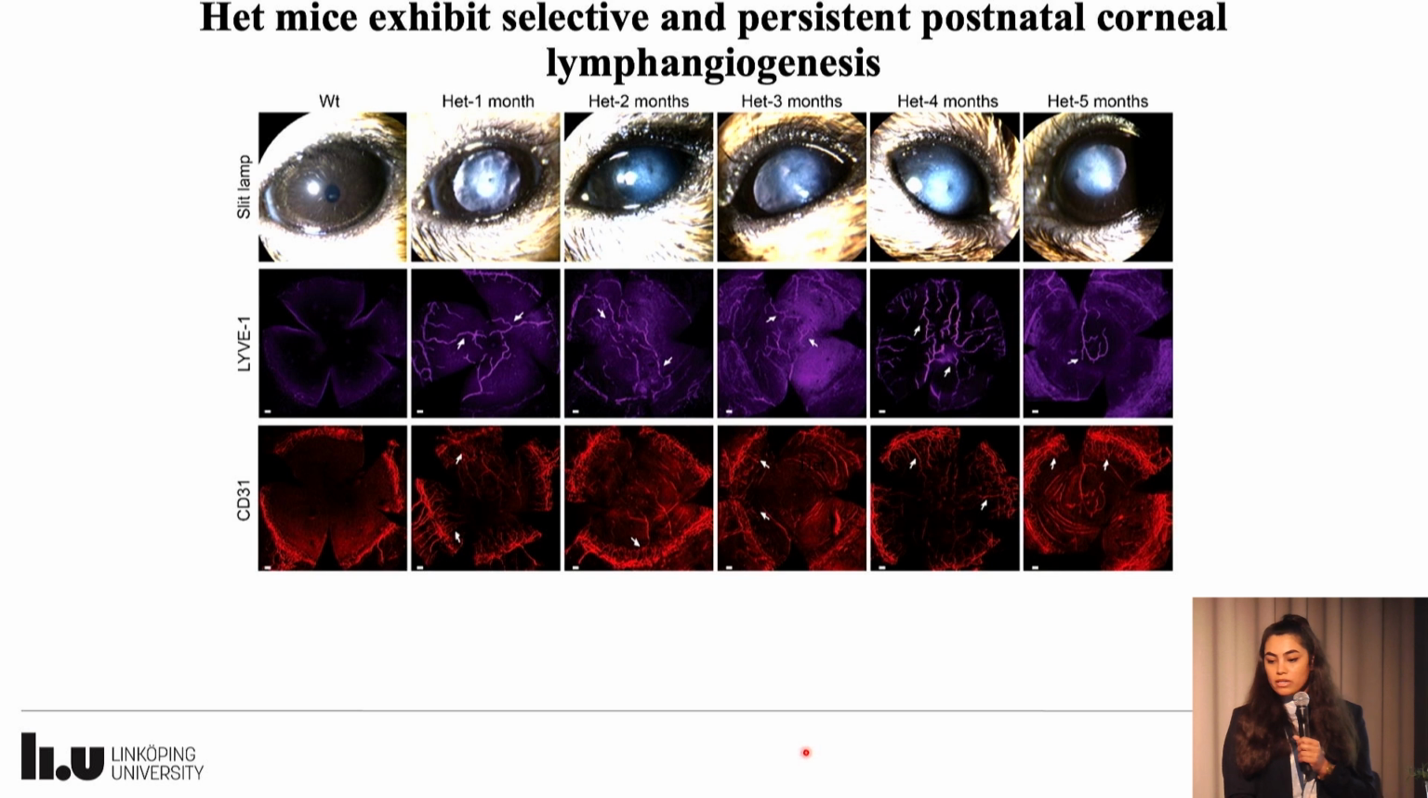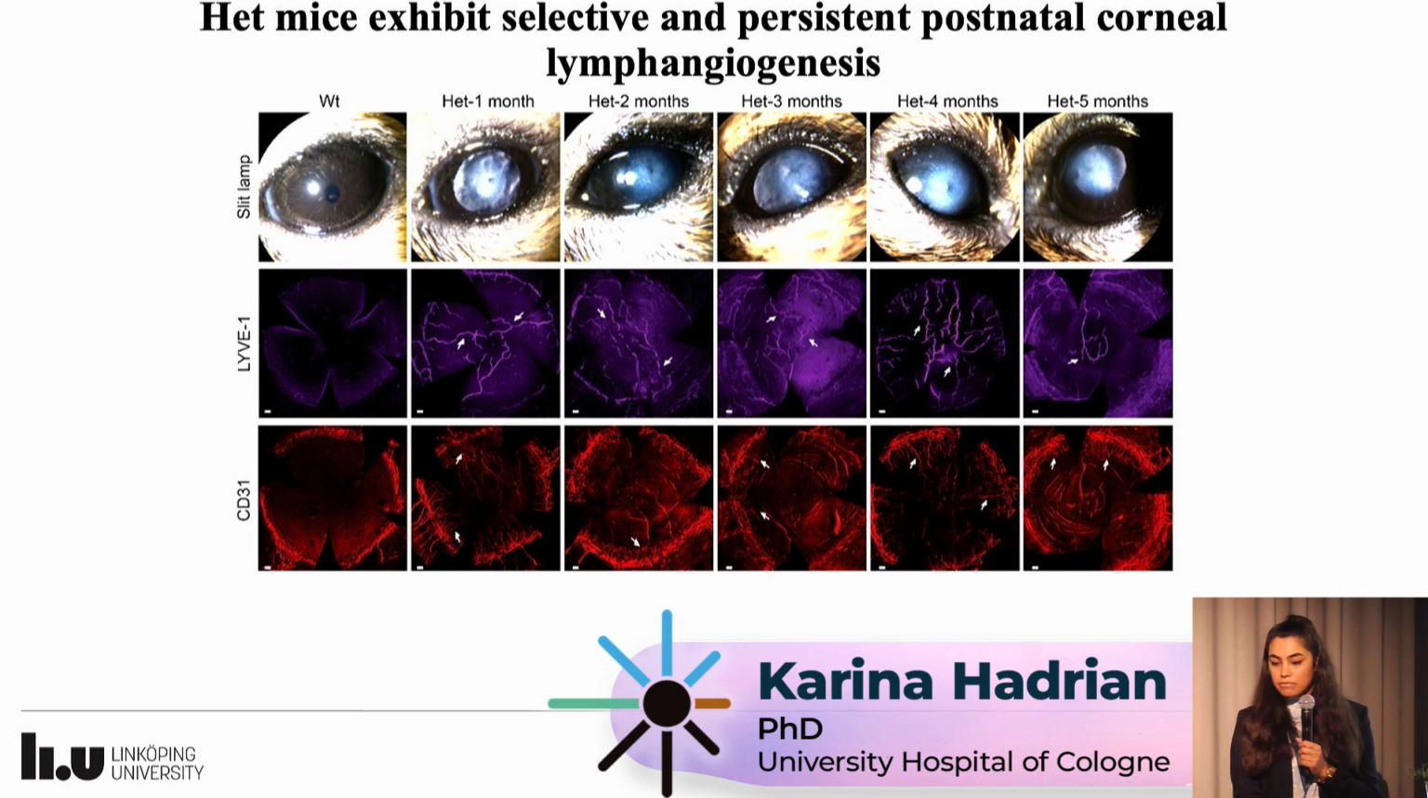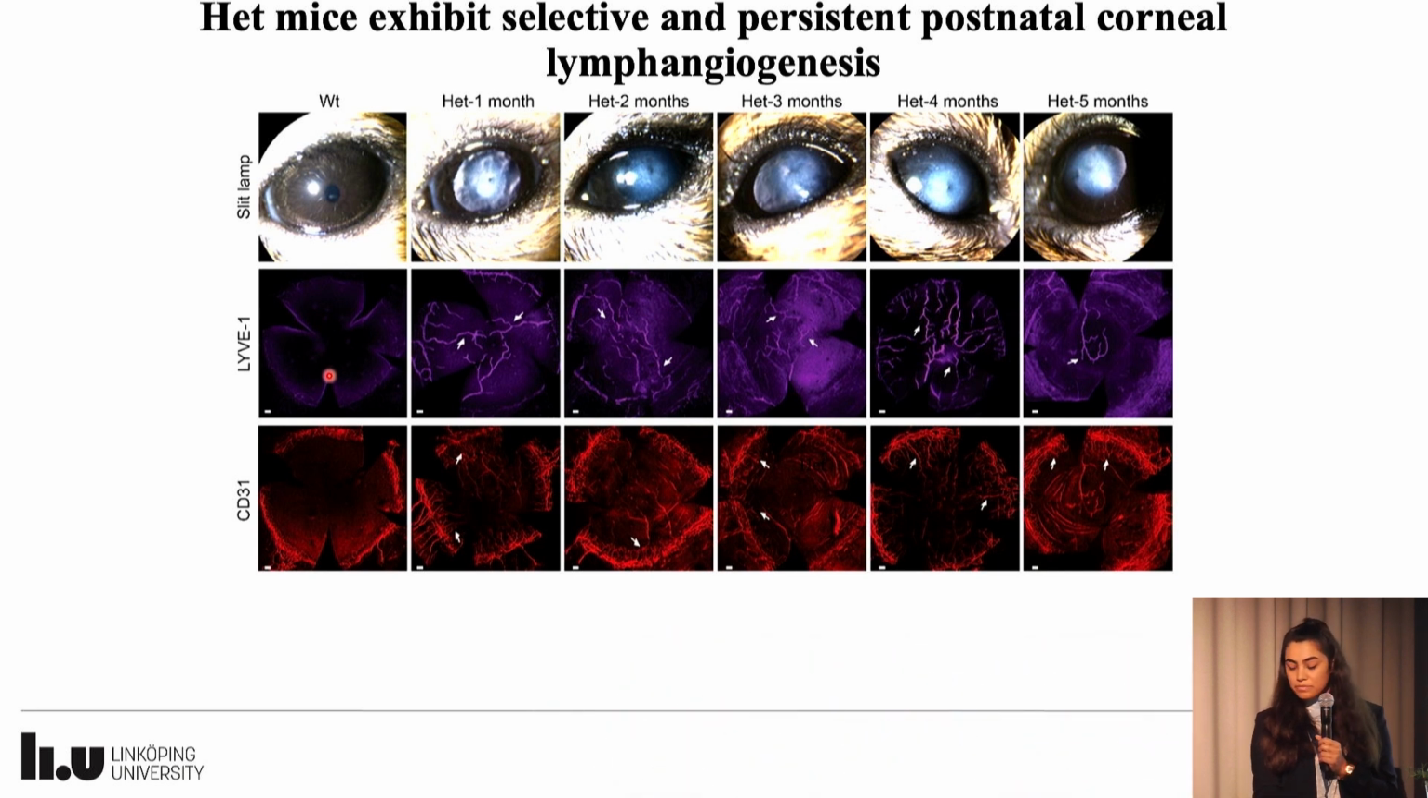To characterize corneal neovascularization with AAK development, whole mount corneal tissues were immunostained for CD31 as a marker for blood vessels, and LYVE-1 as a marker for lymph vessels. In the first column, we have the wild type mice. The cornea maintained corneal angiogenic privilege, devoid of lymph vessels and blood vessels.